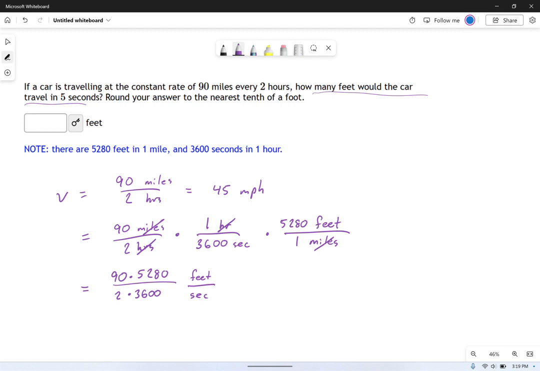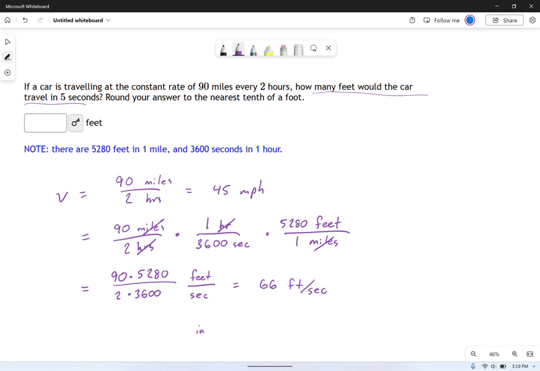If we want to simplify this even more, let me see. 90 times 5,280 divided by 2. Okay. I get the following. 66 feet per second. That's the conversion of miles per hour to feet per second. Now, this isn't asking how many feet does the car go in 1 second. That would be 66. It's asking how many feet in 5 seconds.